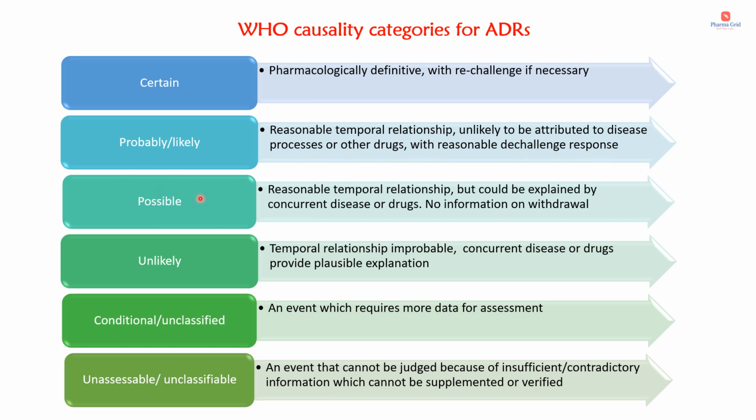Possible means a reasonable temporal relationship, but it could be explained by concurrent disease or drugs. No information on withdrawal. Unlikely means the temporal relationship is improbable, and concurrent disease or drugs provide a plausible explanation. Conditional or unclassified means an event which requires more data for assessment. The last one is unassessable or unclassifiable, an event that cannot be judged because of insufficient or contradictory information, which cannot be supplemented or verified.